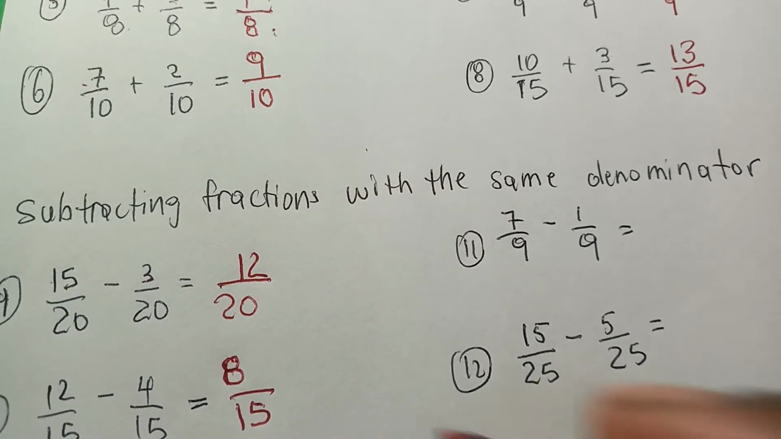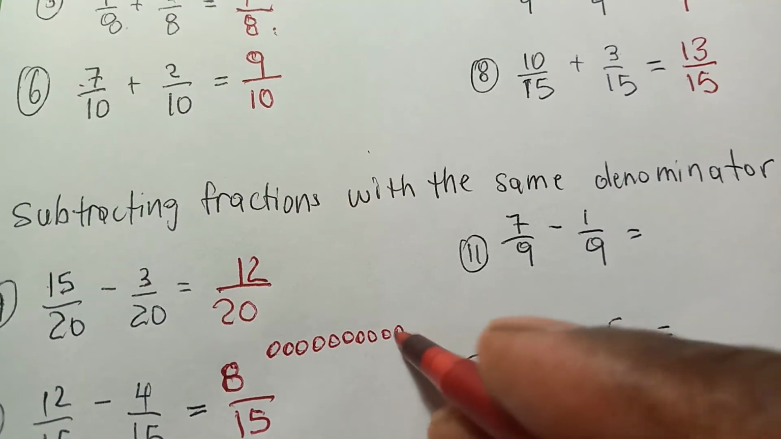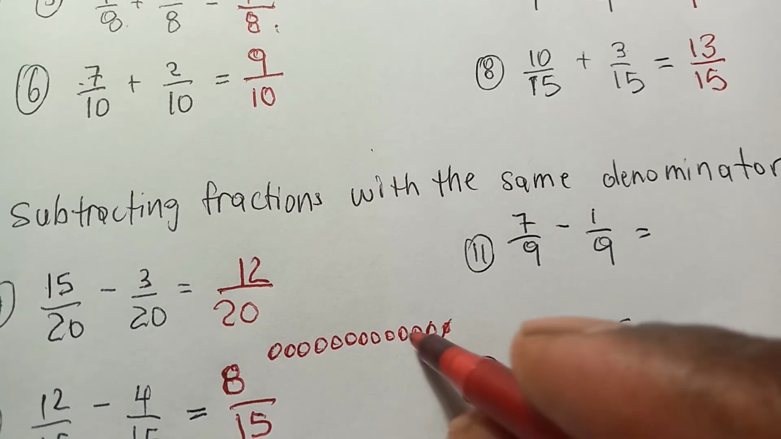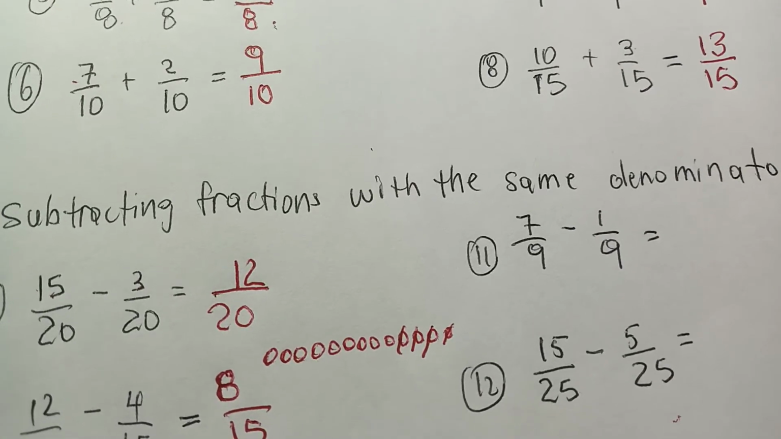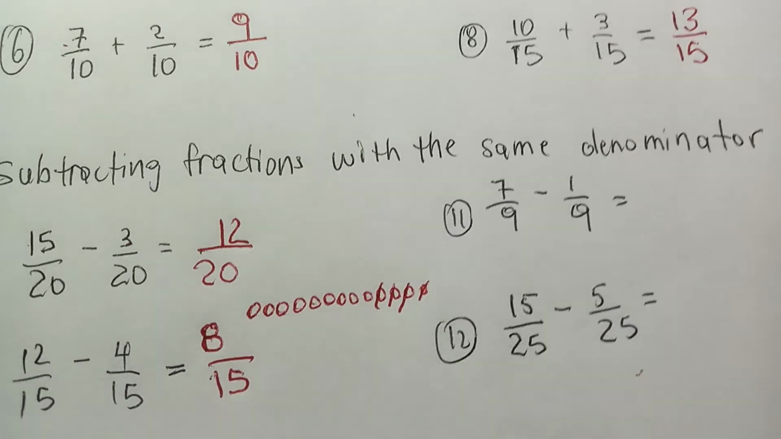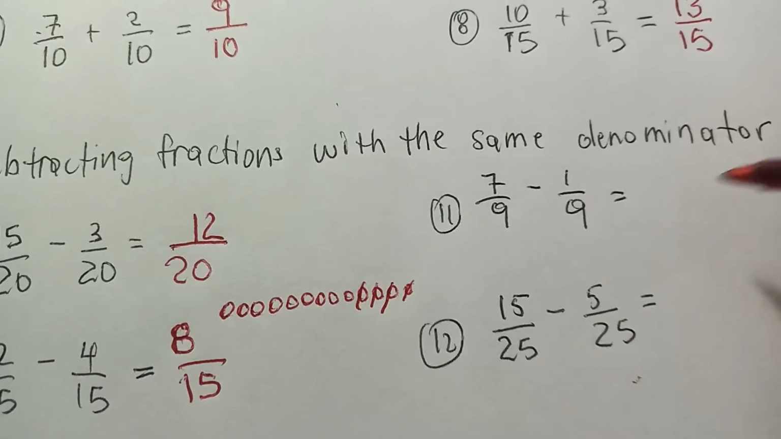Whichever way you want to do it, whether you want to put 1, 2, 3, 4, 5, 6, 7, 8, 9, 10, 11, 12 circles and cancel out 1, 2, 3, 4 and then count the remainder, whichever way you want to do it. Once your answer is 8 over 12, 8 over 15, you are correct. With this one, same thing.